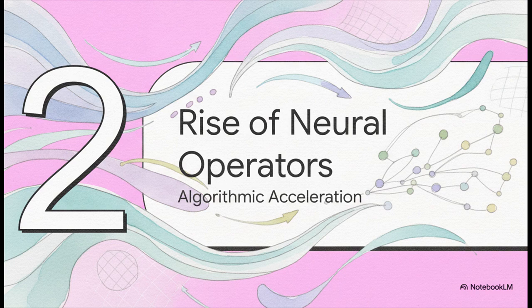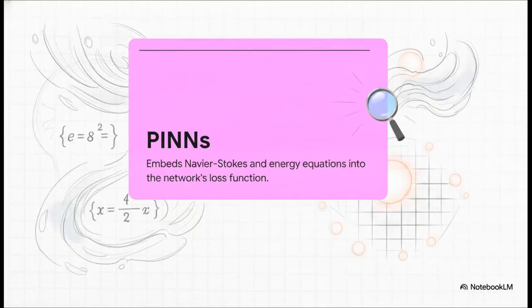Moving on to section 2, the rise of neural operators. Now, it's crucial to understand that we aren't just blindly throwing raw data at an AI here. There are two heavy hitters making this work. First, we have physics-informed neural networks, or PINNs. With these, we're embedding the actual Navier-Stokes and energy conservation equations right into the network's loss function, evaluating exact derivatives. Meanwhile, Fourier neural operators, or FNOs, take physical inputs and lift them to higher dimensional representations to rapidly solve complex spatial problems. So we are deeply grounding these neural networks in actual physical conservation laws.